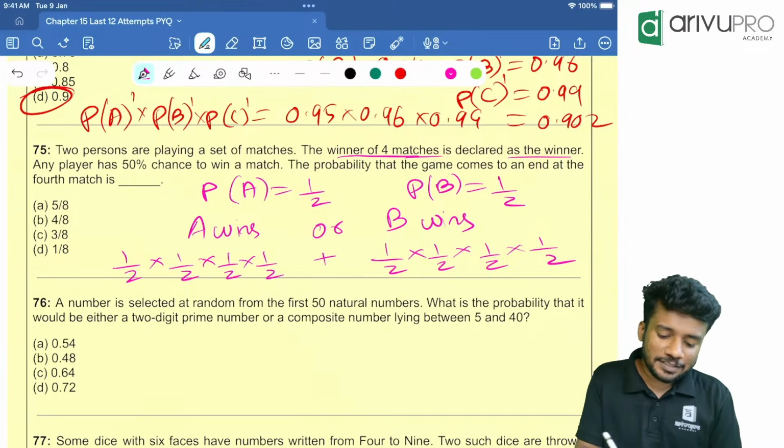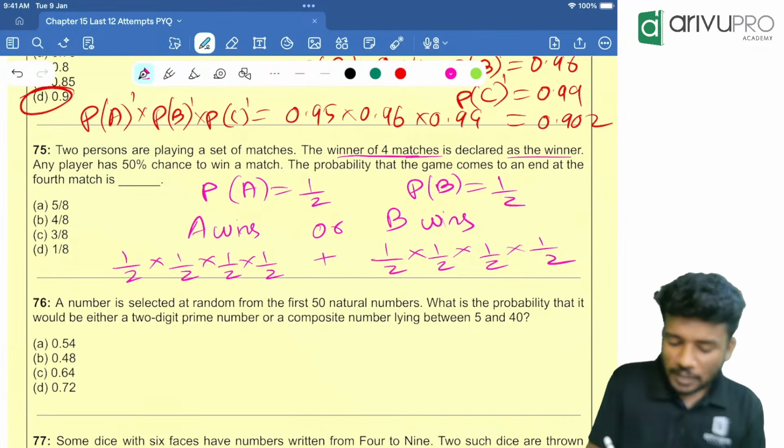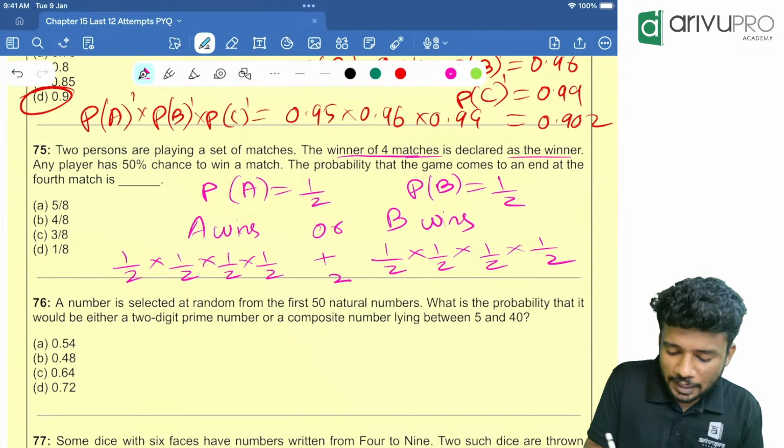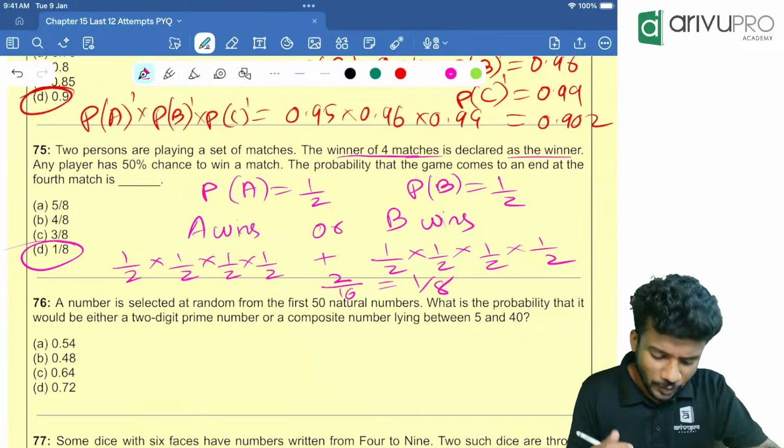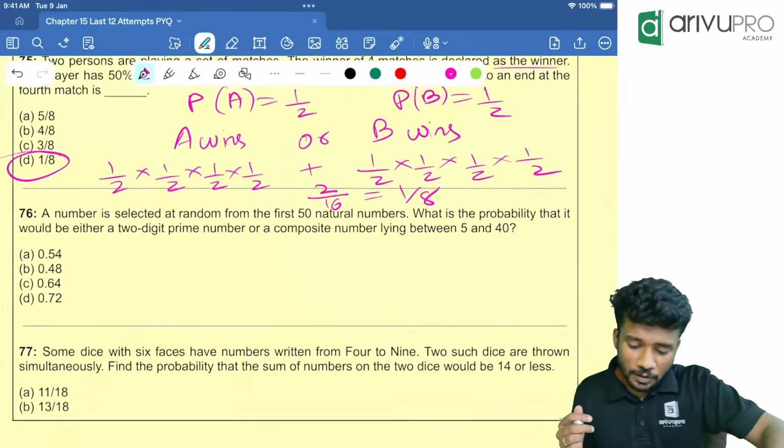People, the answer is how much? 1 by 16 plus 1 by 16. Answer is 2 by 16, which is 1 by 8. Option D is your answer. Very easy. Next one.